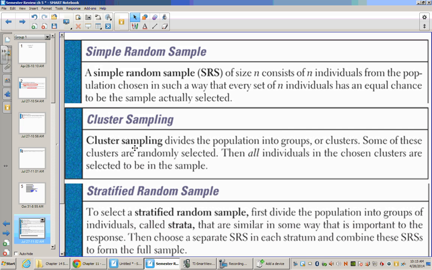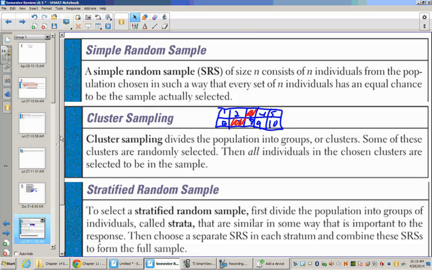A cluster sample divides an entire population, let's say this area on the map. They divide it into clusters, and then they number each of those clusters. Now, in this particular one, say you randomly choose two numbers, and let's say you get 3 and 7, and you go to those two areas and survey everybody in those two clusters.